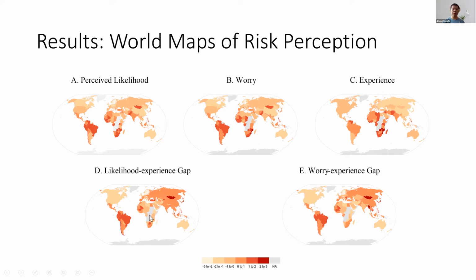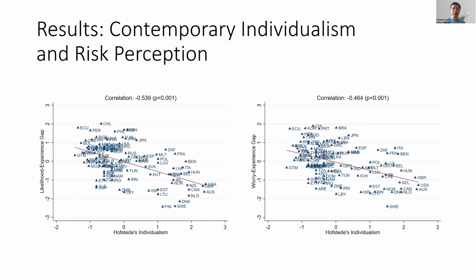So our goal here is to think about whether the two indexes of individualism, the contemporary one and the historical one, can help us explain, and to what extent, part of these global differences in risk perception. So we first just give a kind of scatter plot. The x-axis on the left-hand side is the Hofstede individualism, and the y-axis here is the likelihood experience gap.